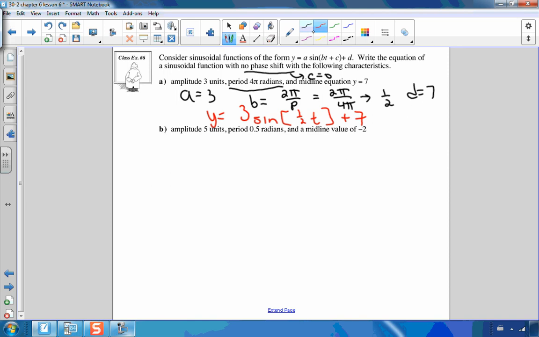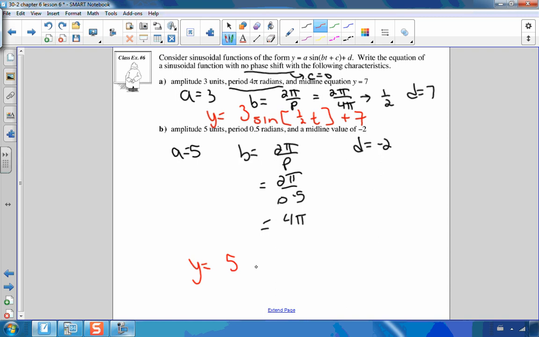Okay, in the next one, I have an amplitude of 5, a period of 0.5 radians. So remember your b value is 2 pi divided by the period, which is 2 pi divided by 0.5, which is really just 4 pi. And a midline value, that's your d value of -2. So putting it all together, here's my equation. y equals 5 sine of 4 pi t minus 2.